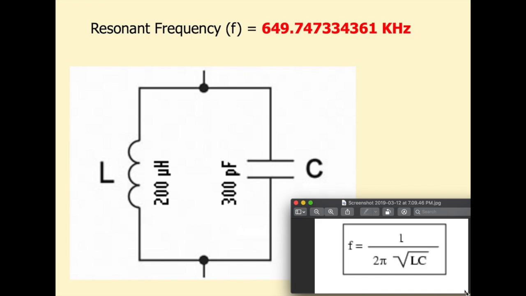We can either fix the L, the inductance, and vary the capacitor using a variable capacitor to achieve tuning. Or in the very old days when variable capacitors were expensive, people created the variometer, which is variable inductance. They vary the inductance of the coil by different means to achieve tuning with a fixed capacitor.